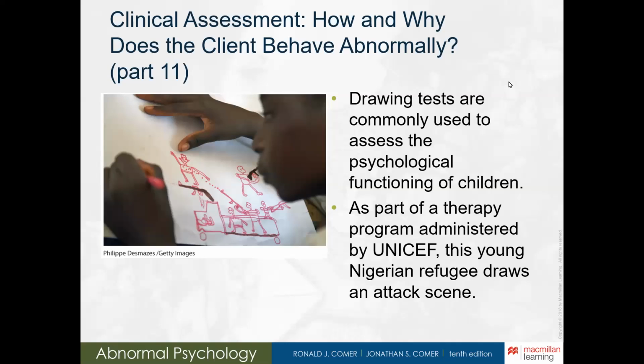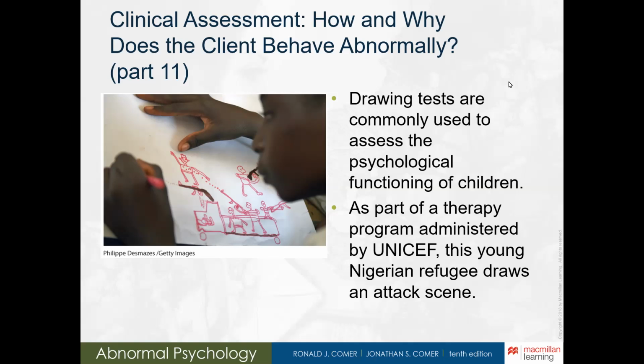When we think about drawing tests, they're commonly used to assess the psychological functioning of children. And when we look at the therapy program that's administered by UNICEF, we're seeing here that this young Nigerian refugee draws an attack scene. The program that was developed by UNICEF is provided in Bagasola, which is a town in western Chad that welcomes people who have fled extremist groups in northeastern Nigeria.